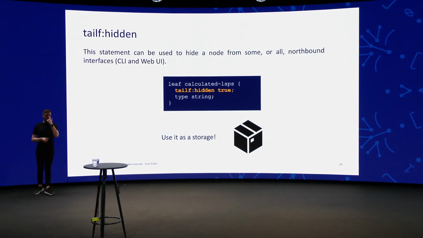So if we have stacked services with the CFS, the customer-facing services, and the resource-facing services, we don't really want to expose these resource-facing services to any end user, any operator. That's why we use hidden true in this case, to hide it from the web UI, from the CLI, whatever. But we can also use that kind of structure here as our storage.